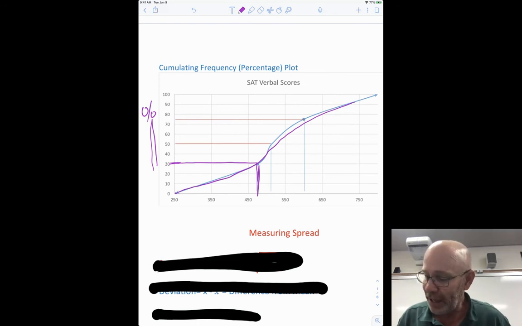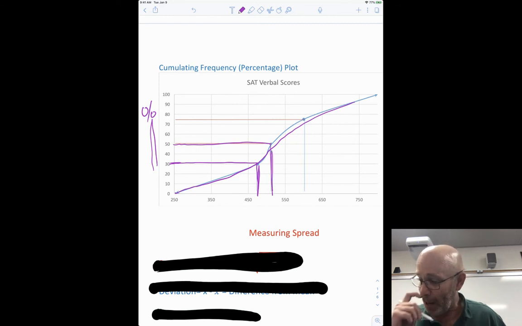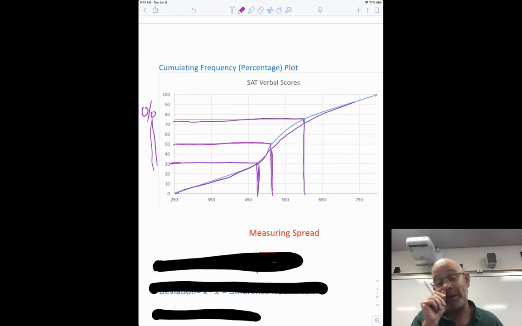If you wanted the median, you go to the 50th percentile. The median is somewhere right there, and then 75th. So you can find any percentile. So you could actually find the minimum, the maximum, the first quartile, the median, the second quartile from this. Okay.